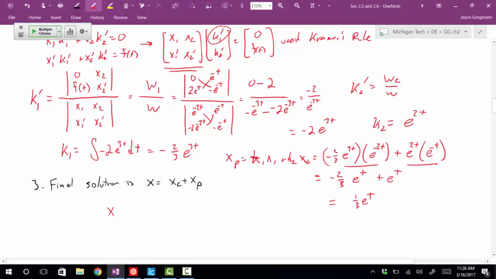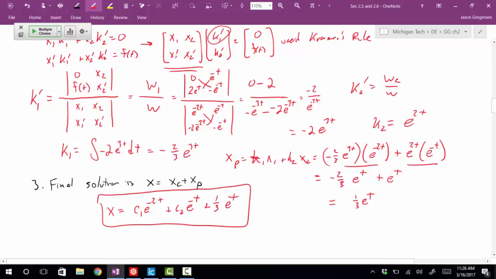And then finally, you need to be able to form your final solution, c1 e to the negative 2t, c2 e to the negative t, plus 1/3 e to the t. That is the final piece here. Okay?